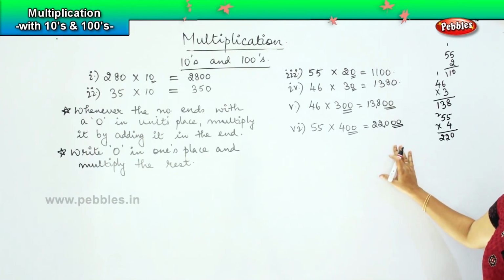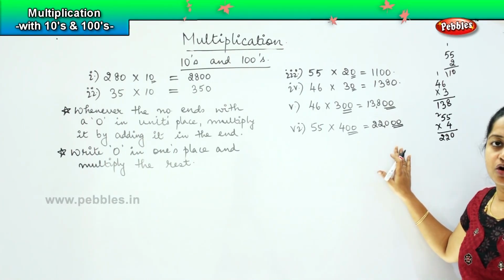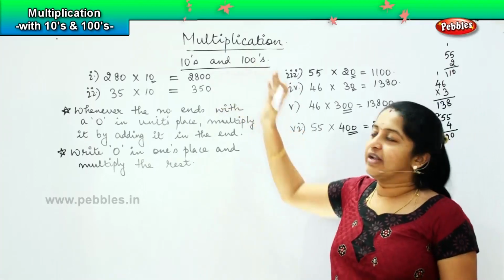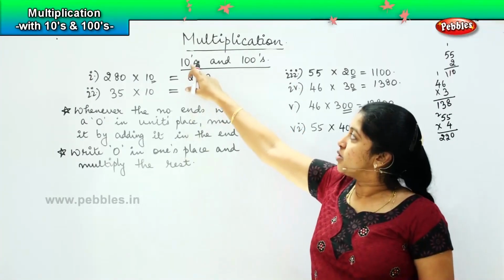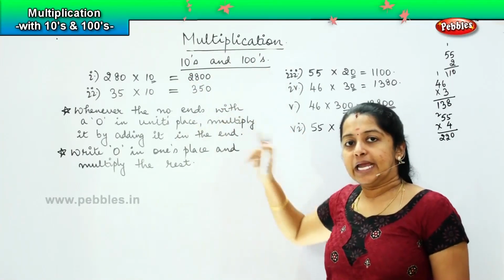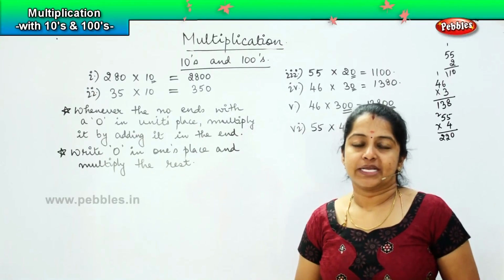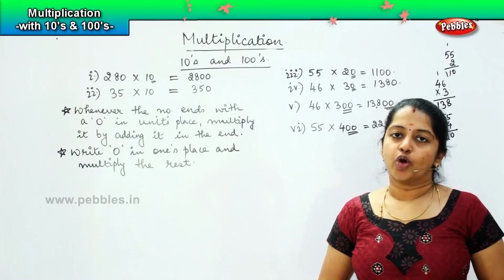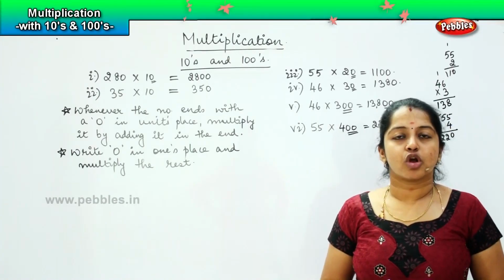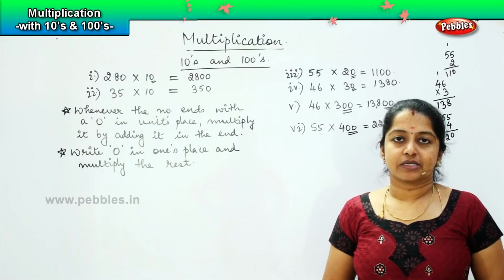Okay. So this is the basic rule which we will be following in the multiplication of tens and hundreds. So how many zeros are towards the end? That many zeros you will be adding towards the end of your answer. Is it clear, children? I hope you will be following these tips in order to solve the sums coming up.